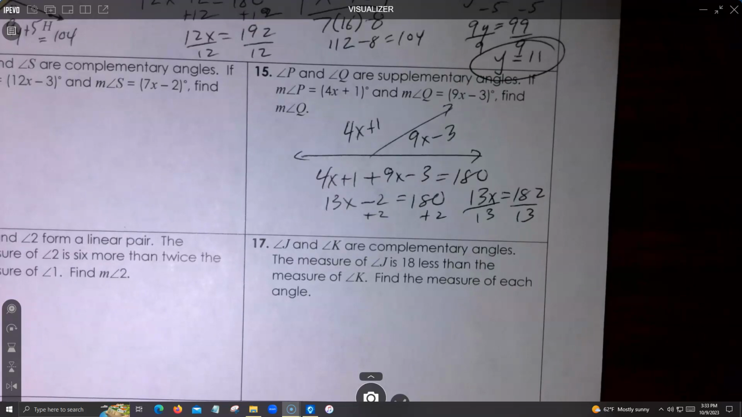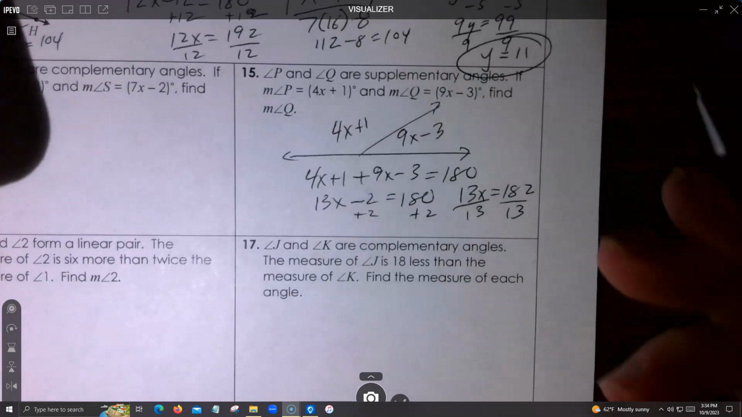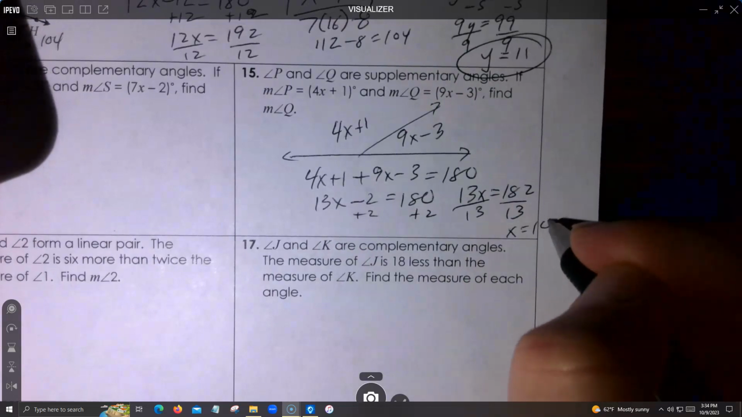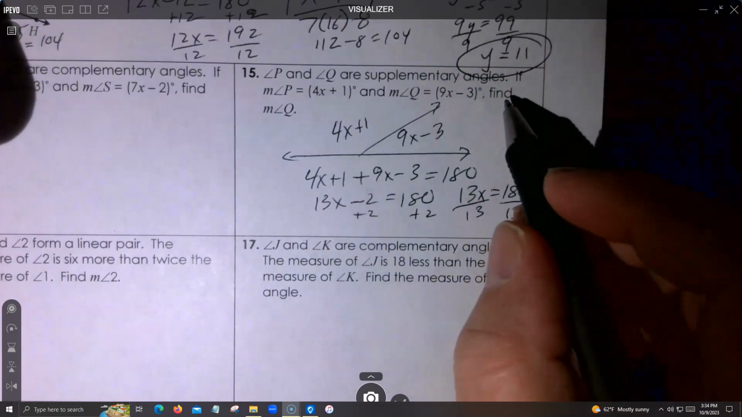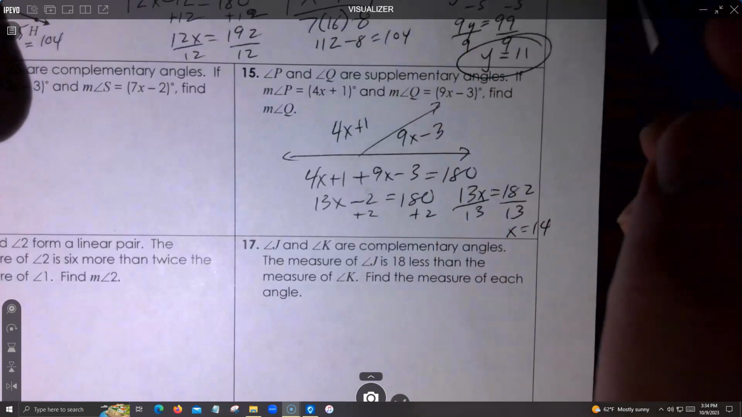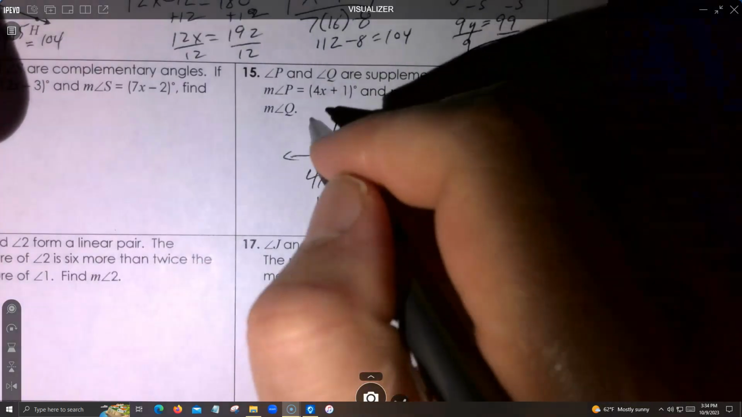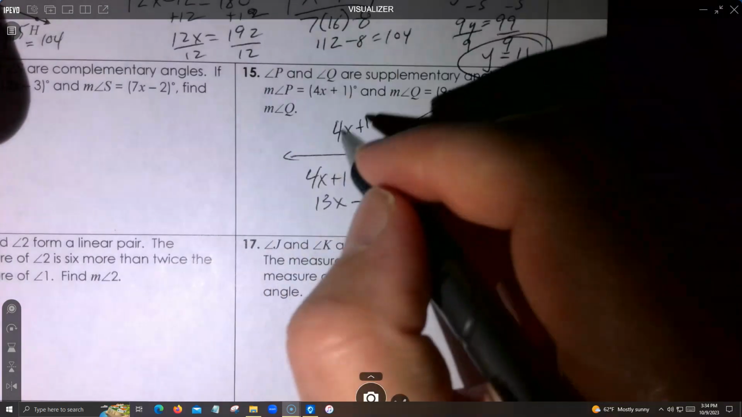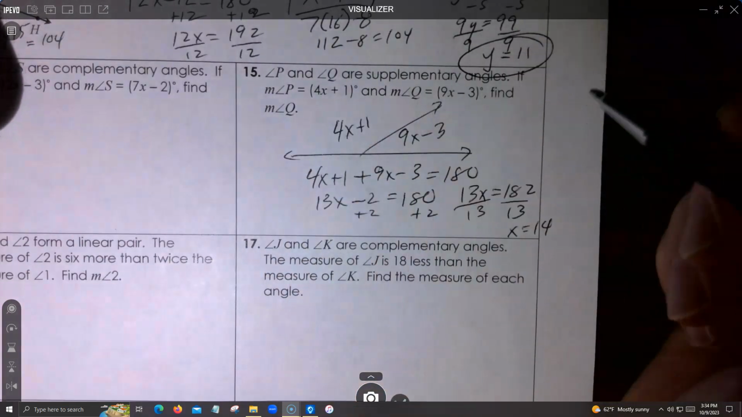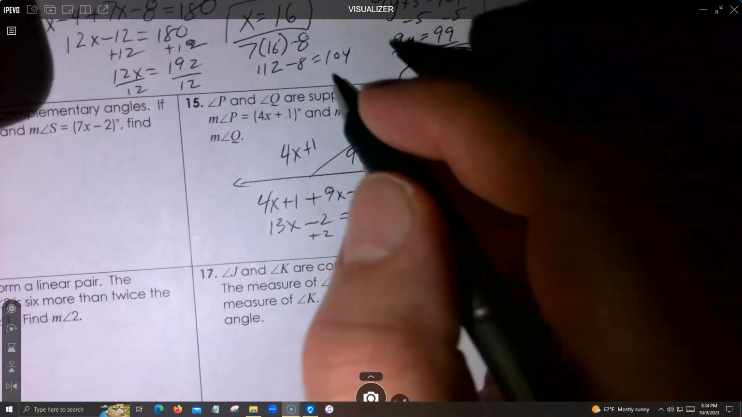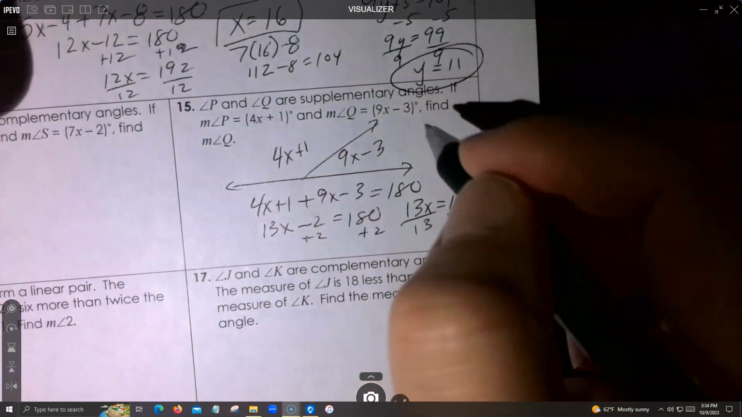Let's see. 182 divided by 13 is 14. Okay, so x is 14. All right, and it says find Q, and of course I don't have any of this labeled, so I should not have drawn it like this because P and Q are one letter, so I really shouldn't have done it this way. I should have had it as two separates.